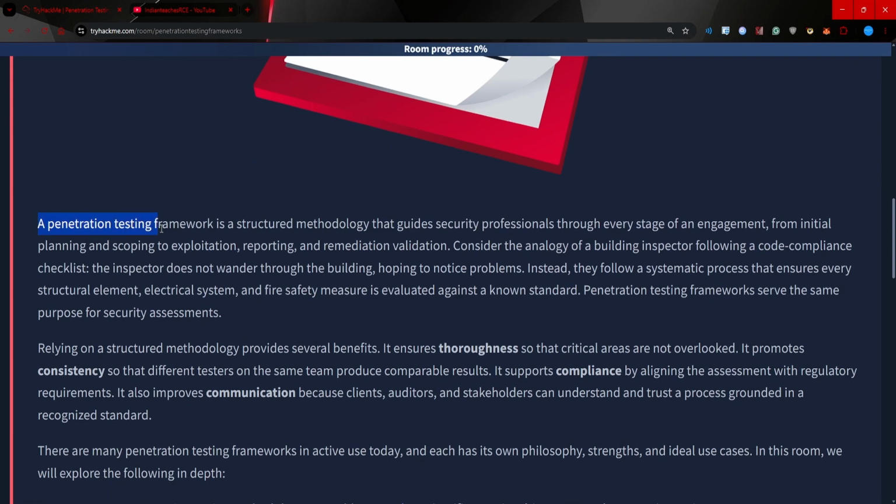Great. A penetration testing framework is a structured methodology that guides security professionals through every stage of an engagement, from initial planning and scoping to exploitation, reporting, and remediation validation. Consider the analogy of a building inspector following a code compliance checklist. The inspector does not wander through the building hoping to notice problems. Instead, they follow a systematic process that ensures every structural element, electrical system, and fire safety measure is evaluated against a known standard. A penetration testing framework serves the same purpose for security assessment.